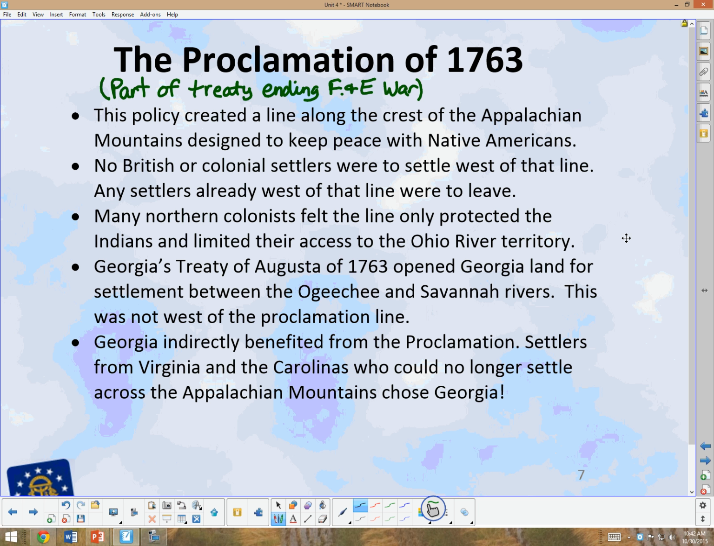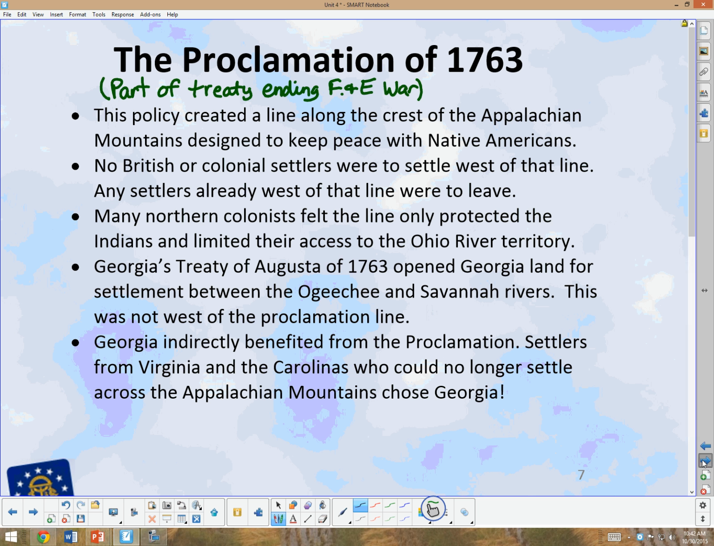That wasn't the case in Georgia. In Georgia, the Treaty of Augusta opened Georgia land between the Ogeechee and the Savannah rivers, which was not west of the proclamation line. So Georgia indirectly benefited from the proclamation. Settlers from Virginia and the Carolinas who could no longer settle west of the land moved south to Georgia.